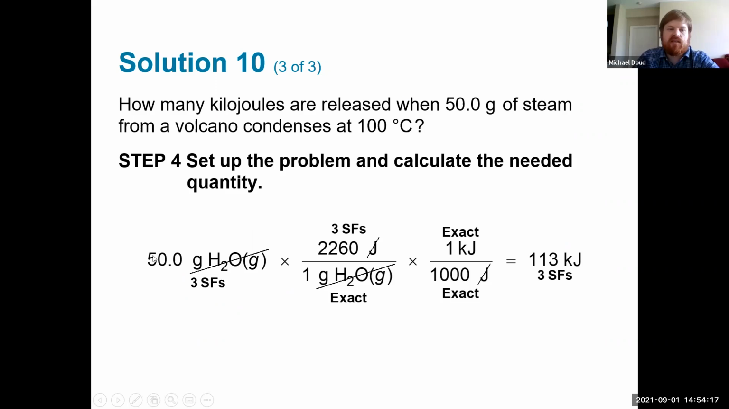Set up the problem. It's 50.0 grams of water, and there's 2,260 joules per 1 gram of water. Convert it to kilojoules and check your significant figures. 3 significant figures for the mass, 3 for the heat of condensation, and that gives us 3 significant figures for the answer, which should be 113 kilojoules.